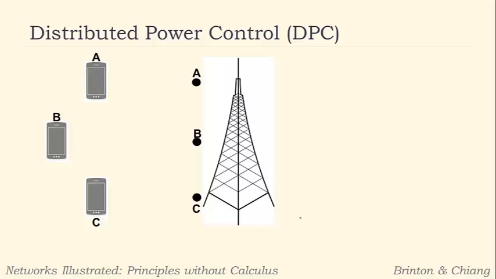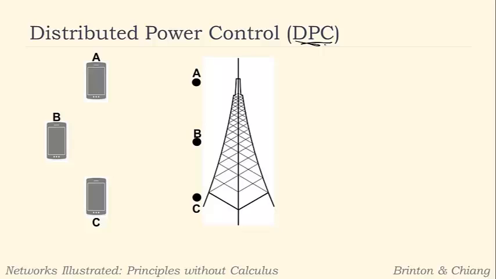So the algorithm that tries to equalize received signal quality rather than received signal power is called distributed power control, or DPC. And DPC works as follows. We'll just illustrate it very conceptually at first, and soon we'll go through a computation.